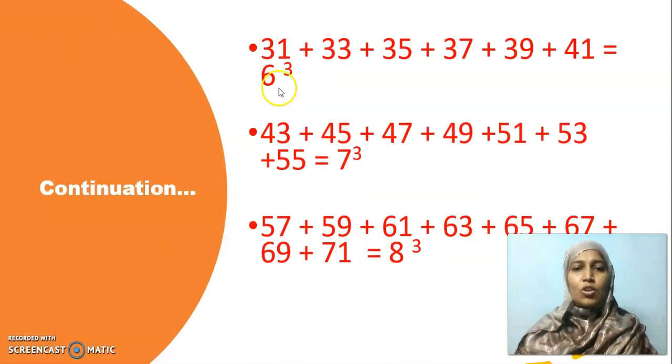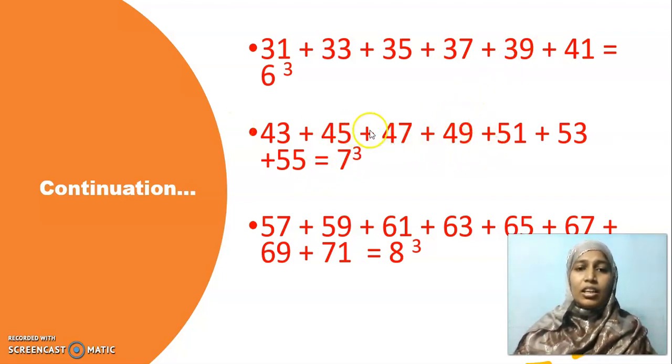Okay. So this 6 cube is written as 31 to 41. How many numbers are here? 1, 2, 3, 4, 5, 6. Okay. Then 7 cube. 49. See the beauty. 6 cube: 6 square is 36. It lies between 35 and 37, and all other numbers are here. And similarly here, 7 squared is 49. It lies in the center.